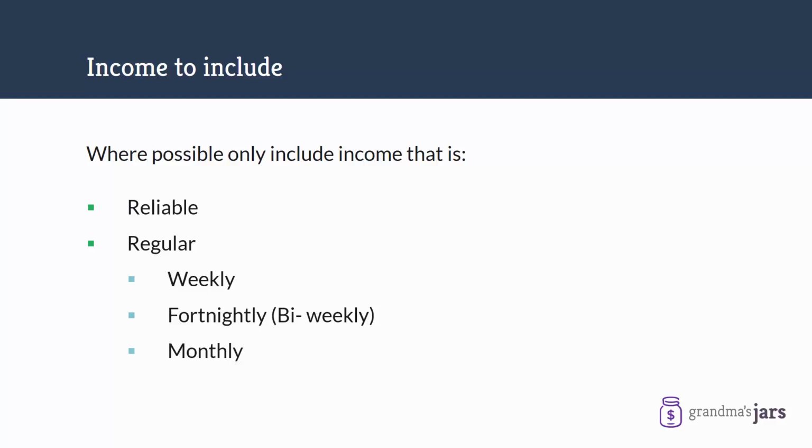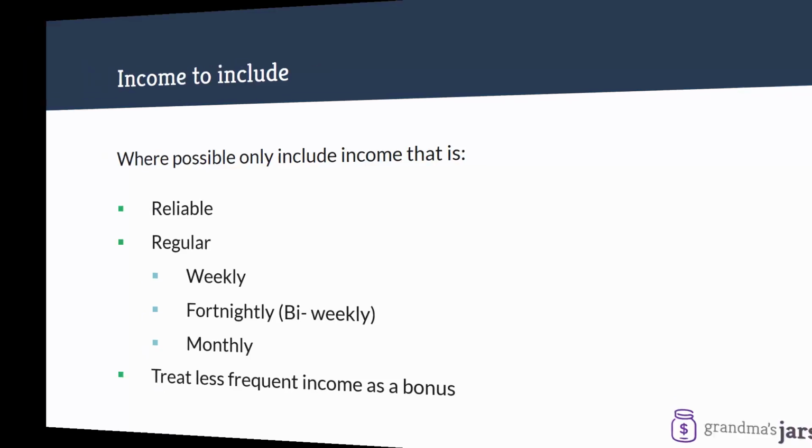Now, you may receive dividends, bonuses, tax returns, and government payments throughout the year, which is great, but unless they are regular, they can be very hard to budget to. So where possible, budget an income that is reliable and regular and treat these more irregular payments as a bonus.